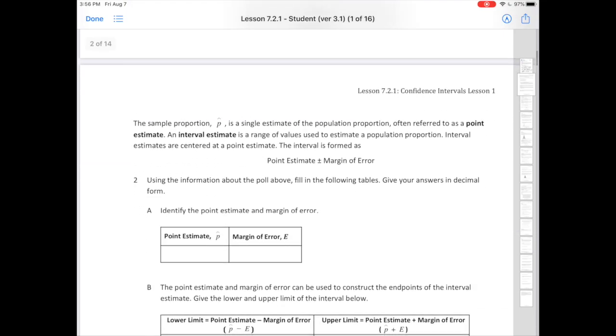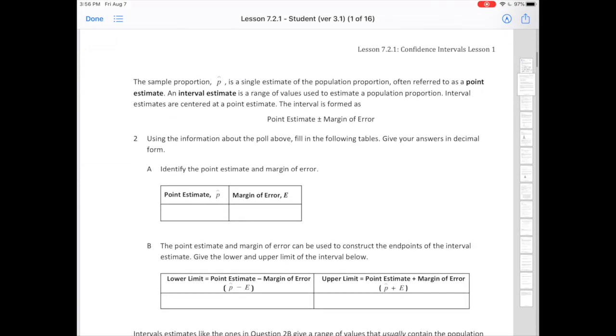Okay, so let's keep going here. We're going to talk a little bit more about this margin of error. So even though p-hat, the sample proportion, remember that's called p-hat, is a single estimate of the population proportion, we have a name for it. This is called the point estimate. When all you have is a point estimate, that's better than nothing, but of course, it's better if we have a margin of error that goes along with it.